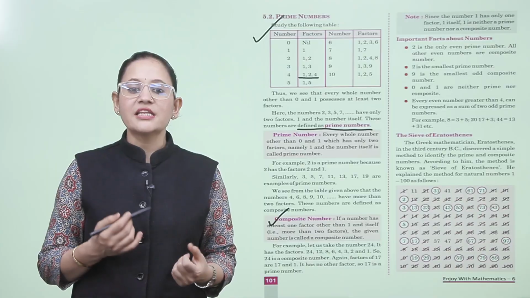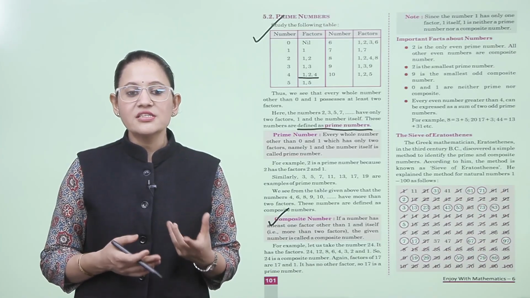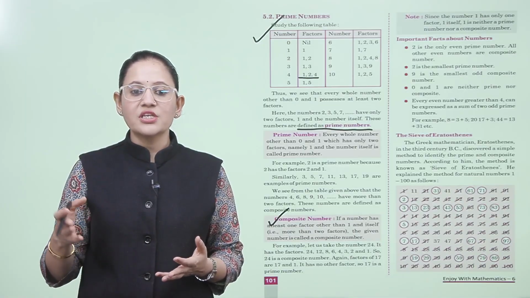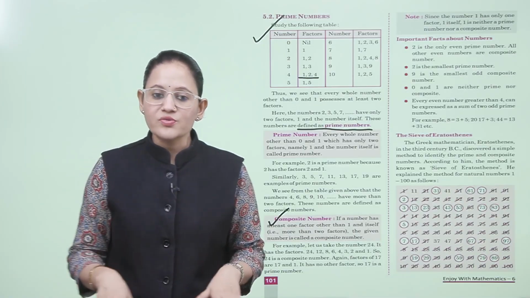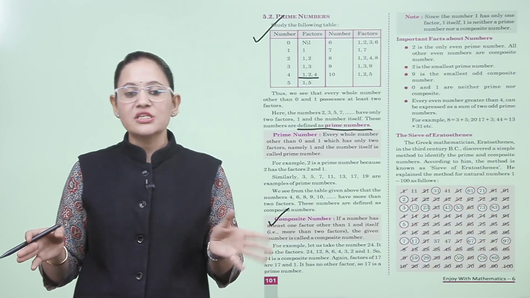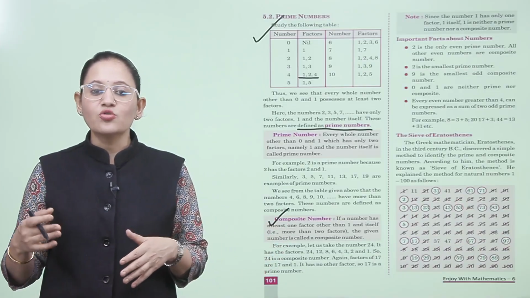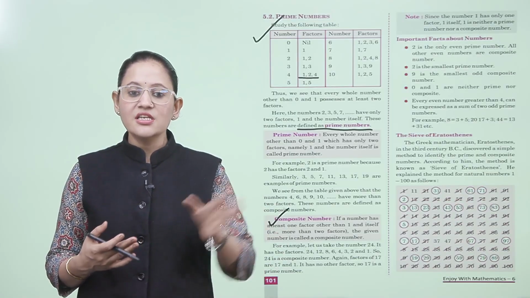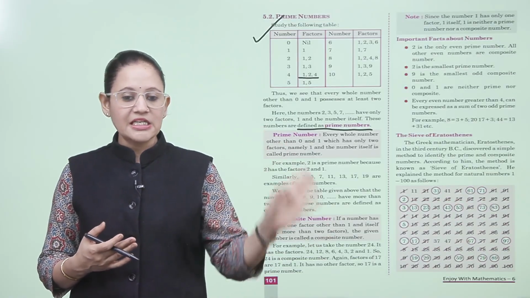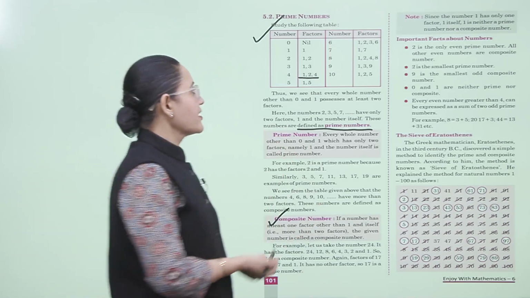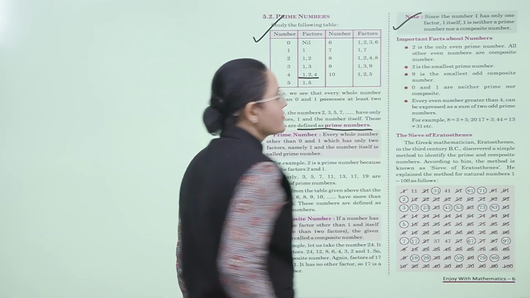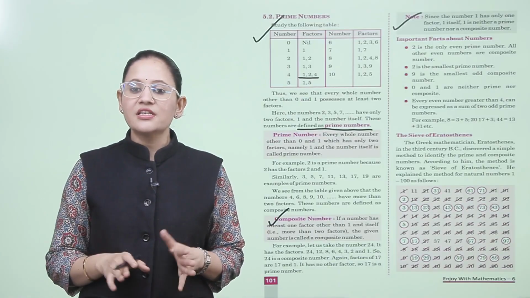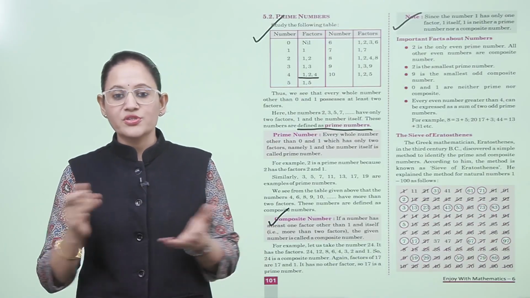For example, let us take the number 24. The factors of 24 are 12, 24, 8, 6, 4, 3, 2 and 1. So, 24 is a composite number because it has more than 2 factors. Again, the factors of 17 are 1 and 17. So, 17 is a prime number because it has only 2 factors. Note: since the number 1 has only 1 factor, it is neither prime nor composite.